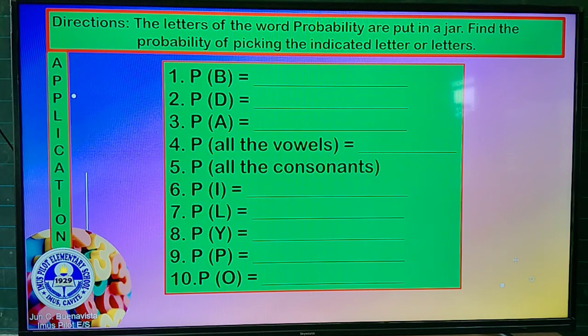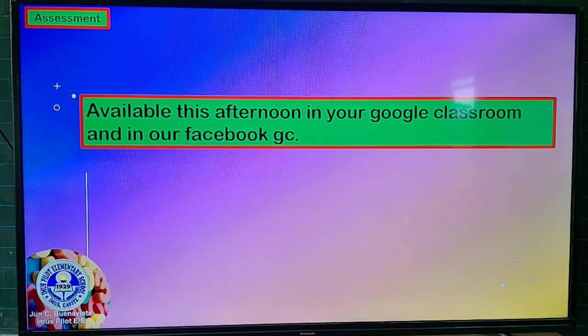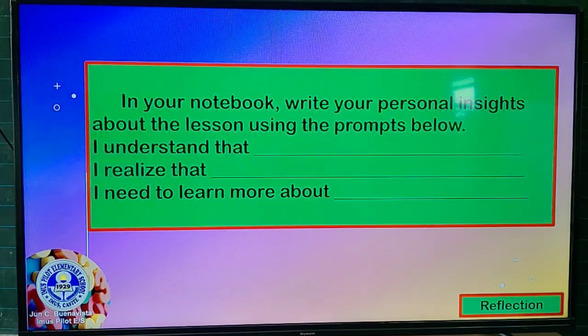Alright. So, for your quiz, it is available this afternoon in your Google Classroom and in our Facebook GC chat. Okay? And for your reflection, in your notebook, write your personal insights about the lesson using the prompts below. I understand that. I realize that. I need to learn more about.